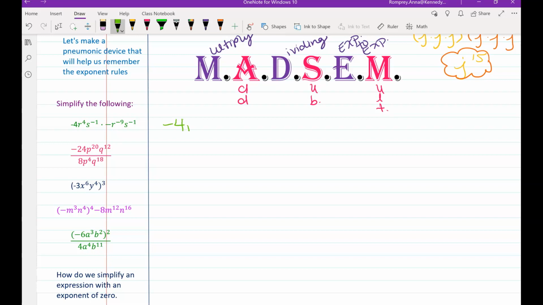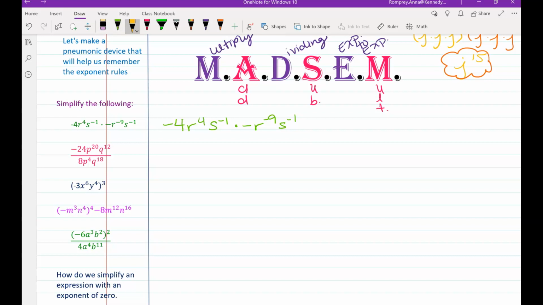-4 r to the 4th, s to the -1, times -r to the -9, s to the -1st. Ooh, that was a big lightning strike. Okay, so again, we are multiplying, which tells us that we add our exponents. However, we have a lot more going on here. So we are going to group things by base.